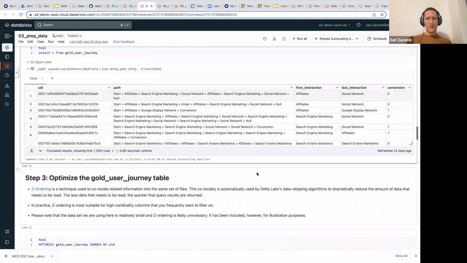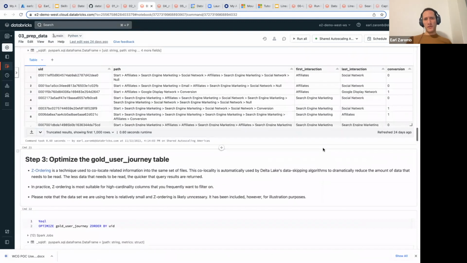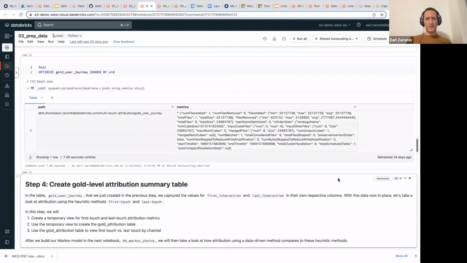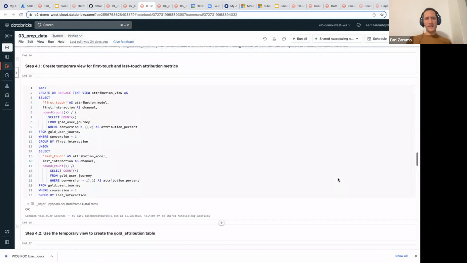And so we've created this table. It basically sums up the journey, what the first interaction and the last interaction is. We consider it a gold level table, because now we can build dashboards on it. We can start doing some of the Markov chain analysis that we'll have in a minute. In this case, we're also going to calculate some metrics for if we were to attribute 100% credit to the first touch or the last touch, what would that look like?